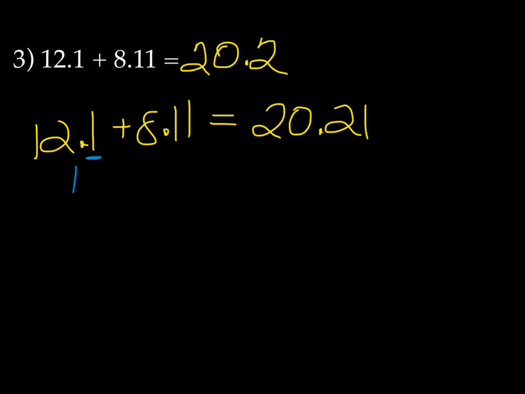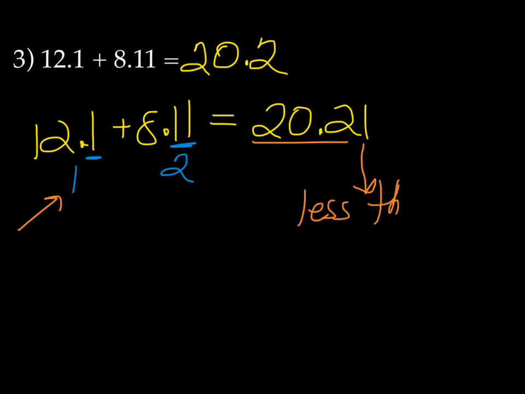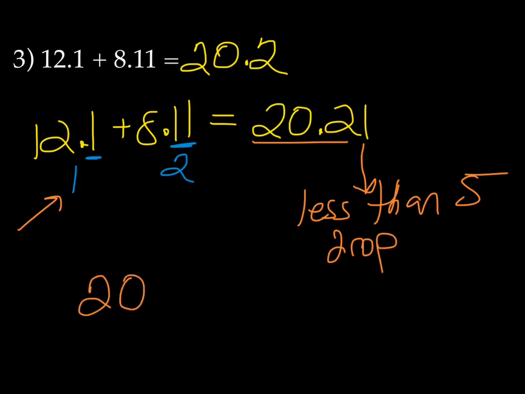12.1 has 1 digit after the decimal. 8.11 has 2 digits after the decimal. So our final answer should have 1 digit after the decimal. So we're going to keep those 3. We deal with the 1. The 1 is less than 5. So we drop it, giving our final answer at 20.2. And again, we don't have to add a 0 there because it's to the right of the decimal. It doesn't change the value of the number.